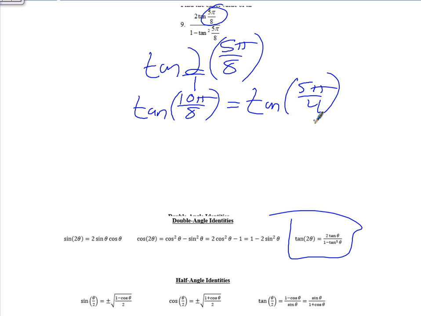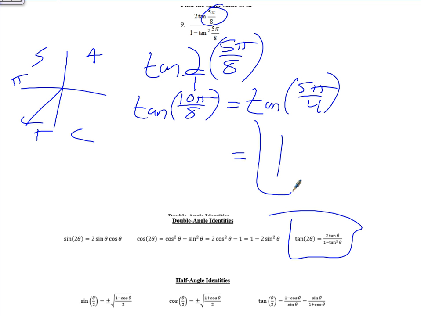We know anything over 4 has a reference angle of 45 degrees, so I know the tangent of 45 is 1, and I just need to now check and look at my quadrant that I'm in. This is pi, so 5 pi over 4 is going to be here. If we look at our All Students Take Calculus, tangent's positive there. So my final answer is going to be positive 1.